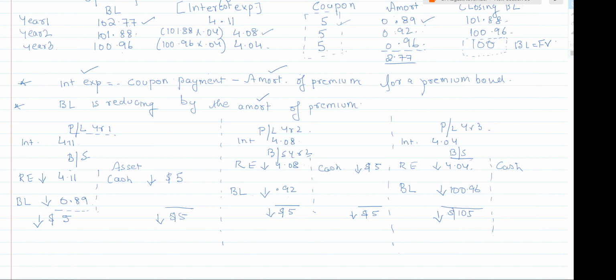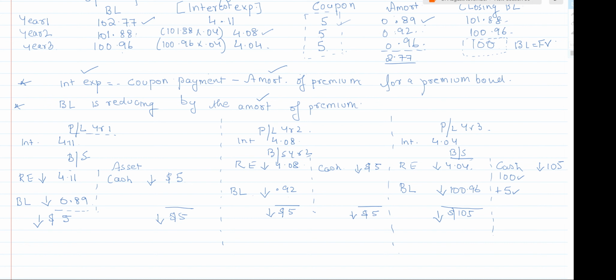The face value of the bond was $100 and the coupon payable to the investors at the end of year 3 was $5. So basically 100 plus 5, 105. So the issuer would have to pay the face value of the bond, which is $100, and the coupon payment at the end of year 3, which is $5. So it has to pay $105 to the investors at the end of year 3. So my cash balance would go down by 105.